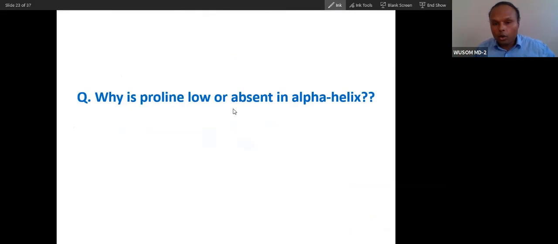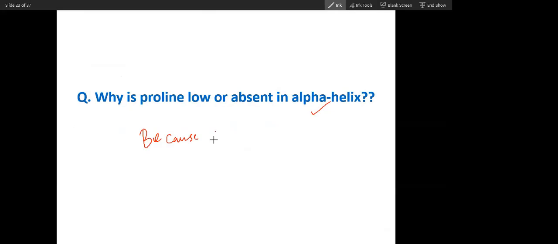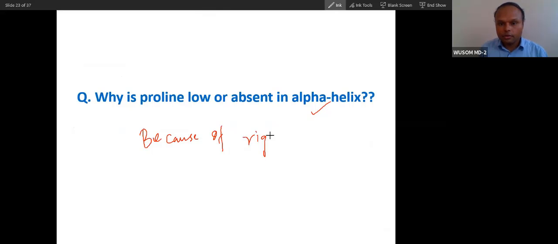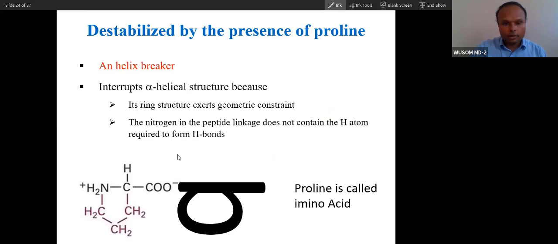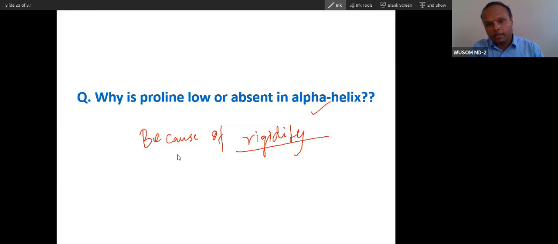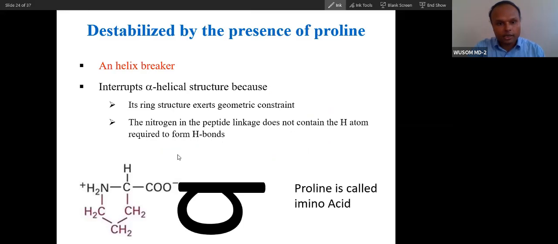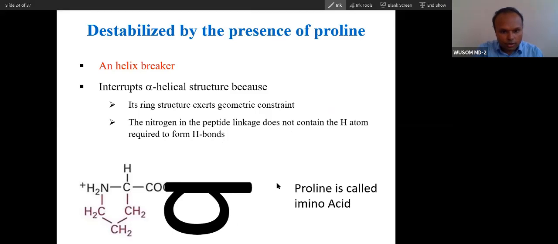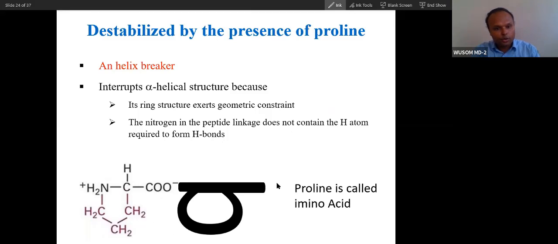Why is proline low or absent in alpha helix? Because of rigidity. And if we talk about glycine, because of its flexibility, one is very rigid, one is very flexible. So you can say this is glycine, and you can remember this is proline. You can remember easily. This amino acid is like a P.